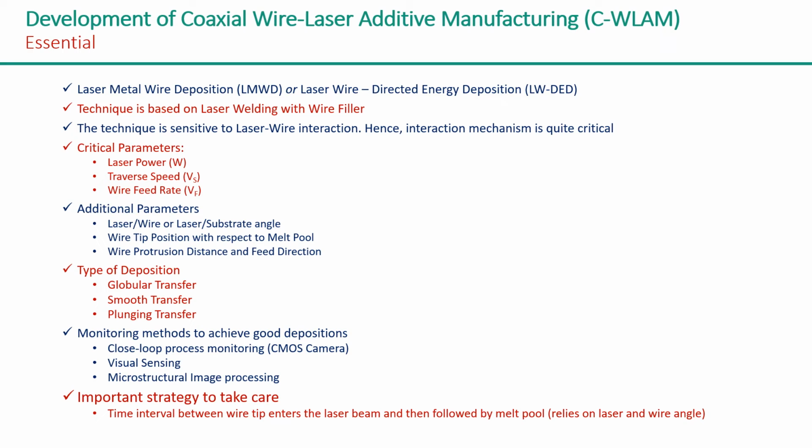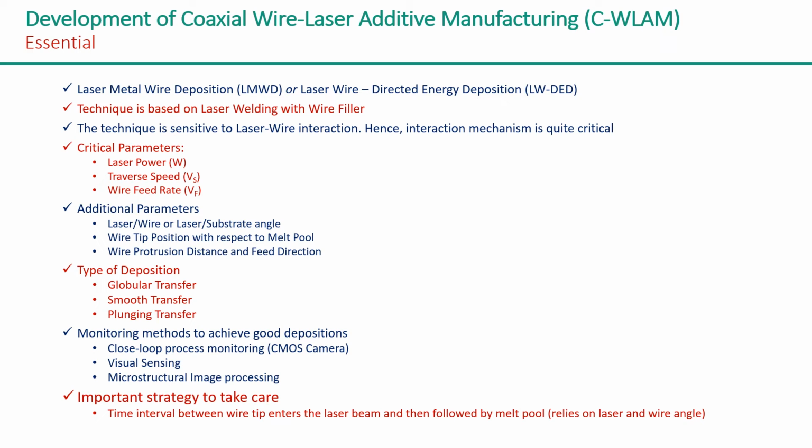Now, what are the very essential things we are talking about in DED? If we talk about the coaxial wire laser additive manufacturing approach, it is also sometimes known as the laser metal wire deposition technique or laser wire based DED technique. This technique is based on laser welding and wire filler material. It is very sensitive to the laser wire interaction, where the laser interacts with and melts the wire material and deposits it. So laser wire interaction is a very important point.